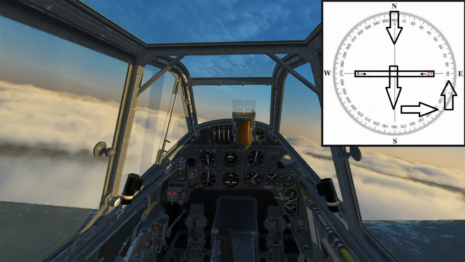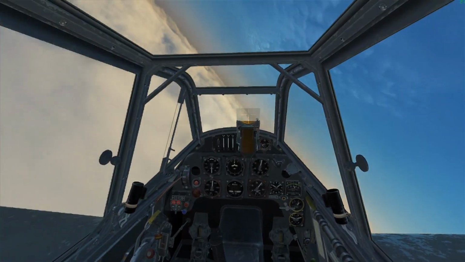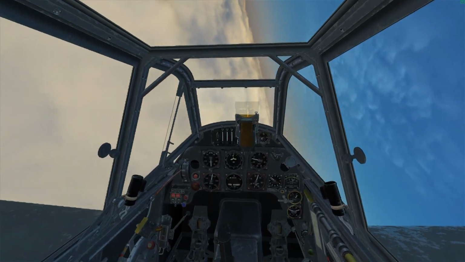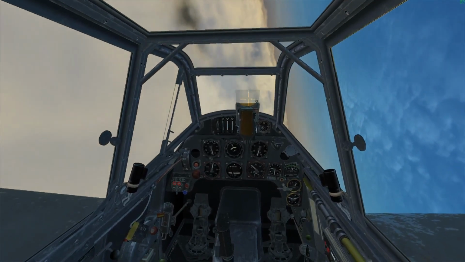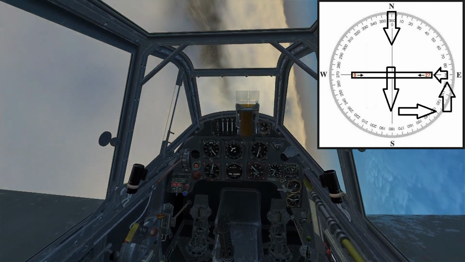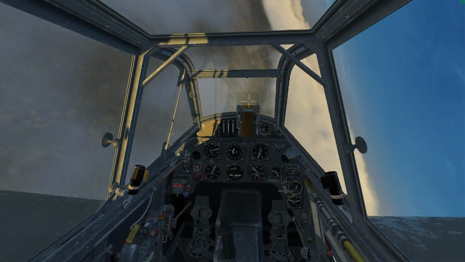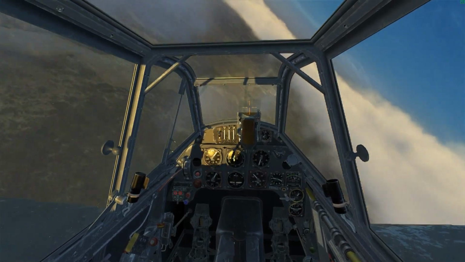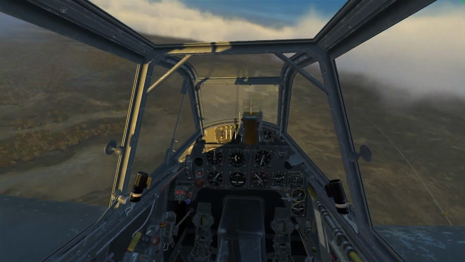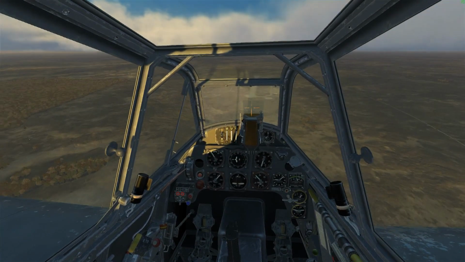We level the wings on a heading of north, and now it's time to turn in towards the target at a heading of 270. So watch as the heading indicator turns around to west or 270 and see if the runway is dead ahead. Pretty cool, eh?